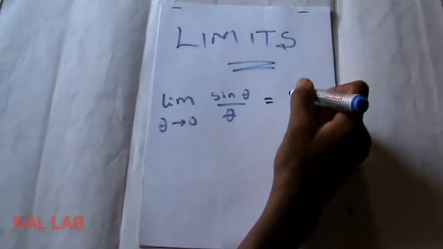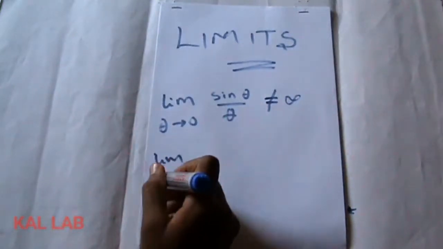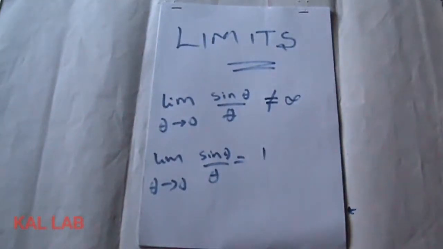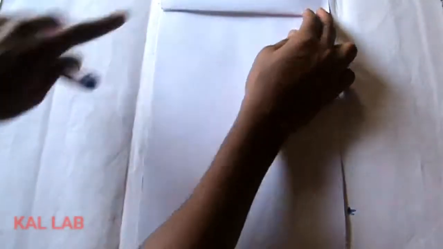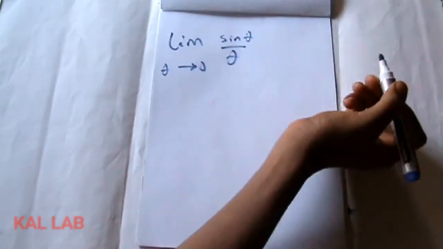According to normal knowledge of mathematics, this is supposed to lead to infinity. But no, using some special and technical skills in mathematics, we can tell that the limit as theta goes to 0 of sine theta over theta is actually equal to 1. And that's what we are going to look at in today's topic. So we want to establish the fact that the limit as theta goes to 0 of sine theta over theta is equal to 1.